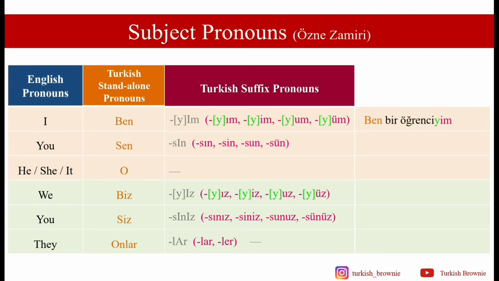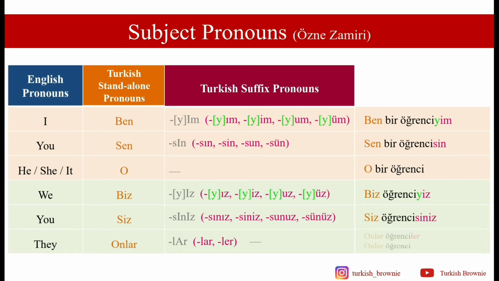bir öğrenciyim. The subject pronoun and the suffix here. Ben bir öğrenciyim. Sen bir öğrencisin. O bir öğrenci. Biz öğrenciyiz. Siz öğrencisiniz. Onlar öğrenciler or onlar öğrenci.